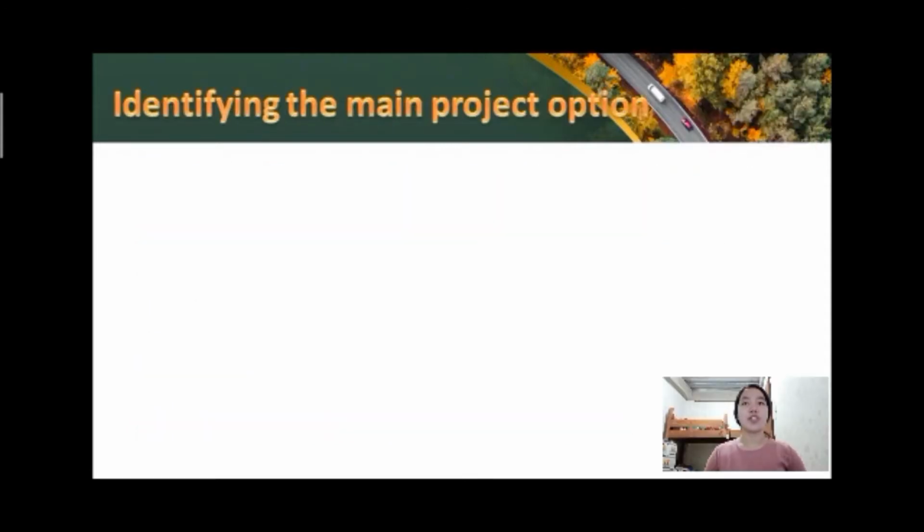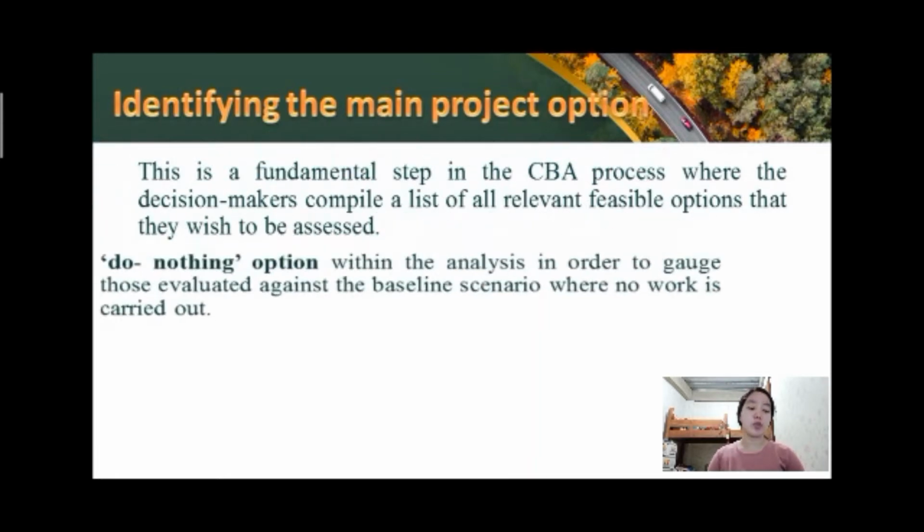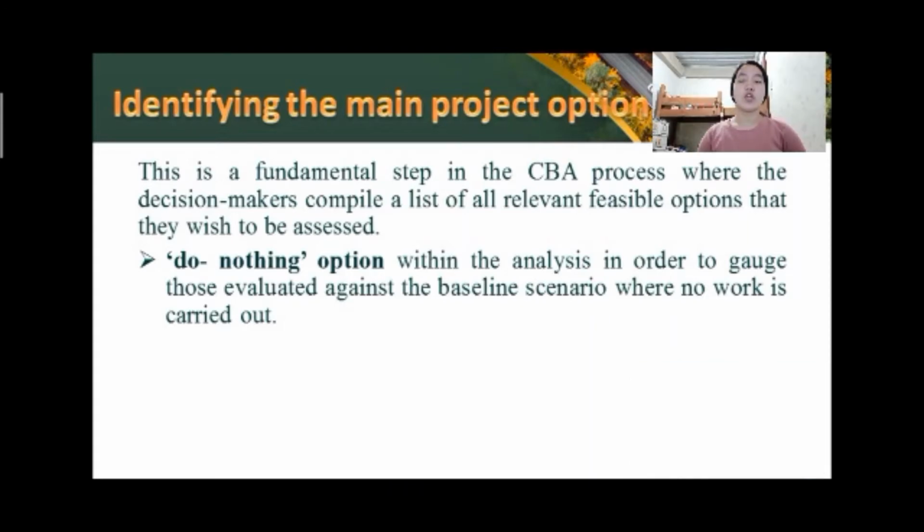There is a fundamental step in the CBA process: identifying the main project options. Here, the decision makers compile a list of all relevant feasible options that they wish to assess. The term feasible refers to options that, on a preliminary evaluation, present themselves as viable courses of action that can be brought to completion given the constraints imposed on the decision makers, such as lack of time, information, and resources.